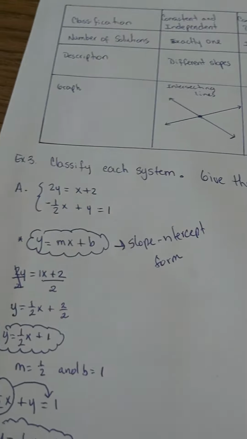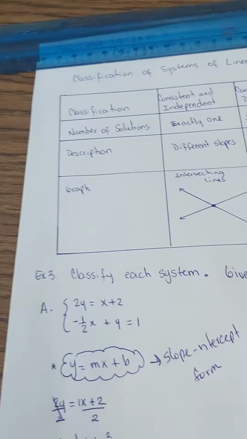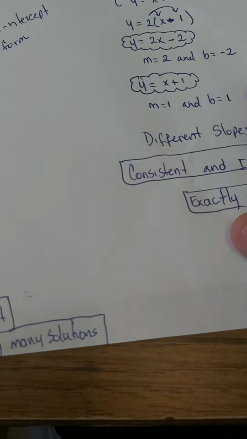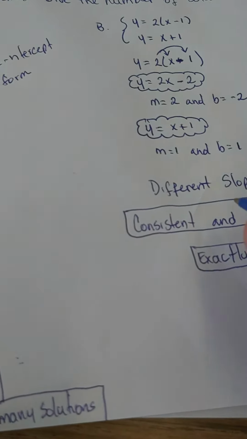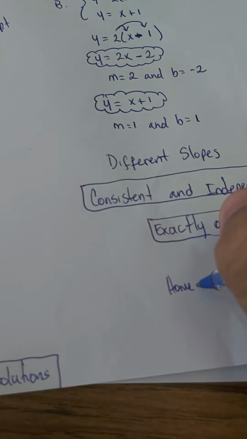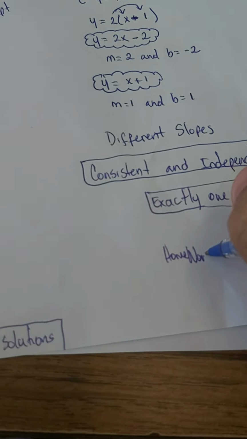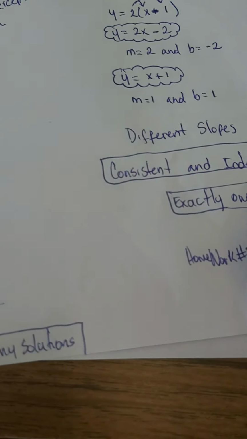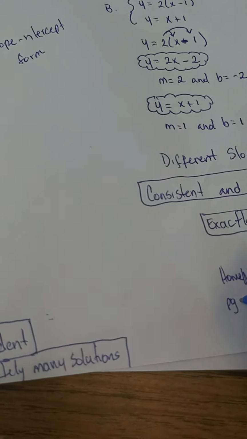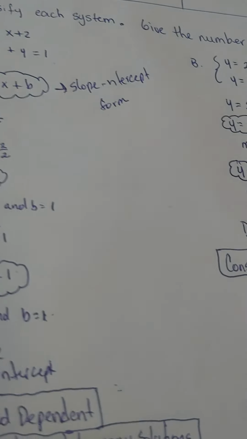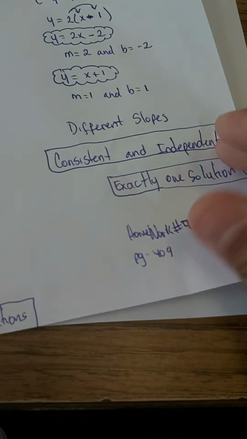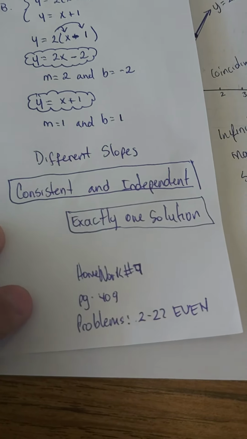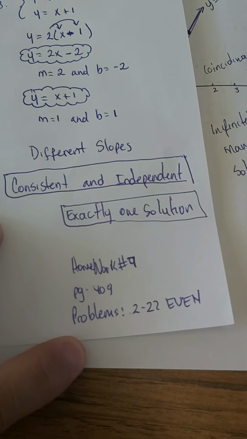So that's it, guys. This is lesson number 4. Your homework will be homework number, I think it's homework number 7, right? Number 7, sorry. Page 409, problems 2 through 22 even.